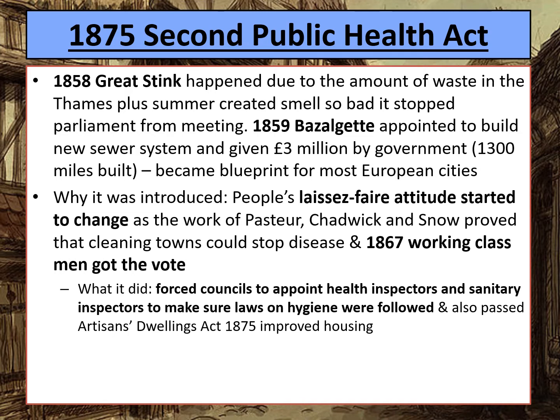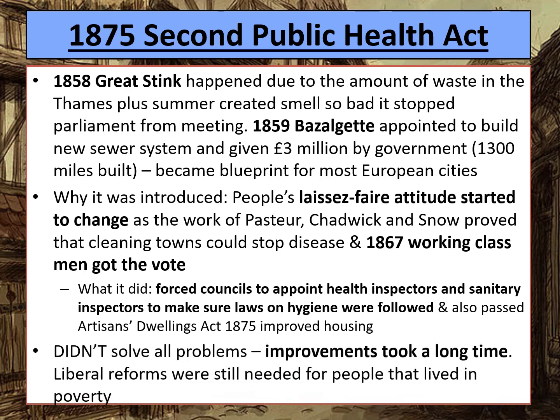And they were acting on this because of the Great Stink, but also they knew from 1854, where John Snow had proven the link between contaminated water and cholera, that this was really crucial for the health of the people. So there's a lot of reasons why the government then passed this 1875 Public Health Act, and you need to know about some of these and why they then led to this massive change.